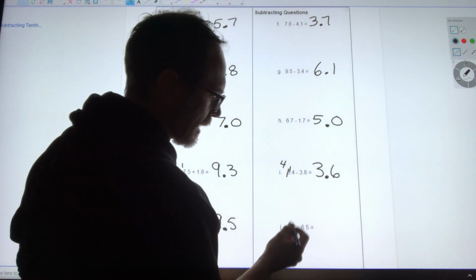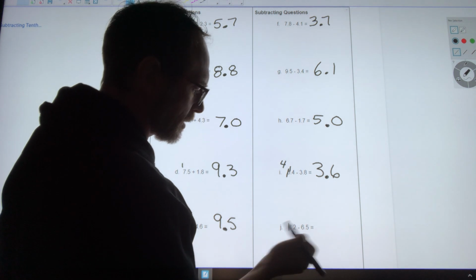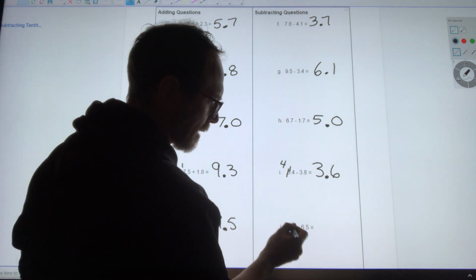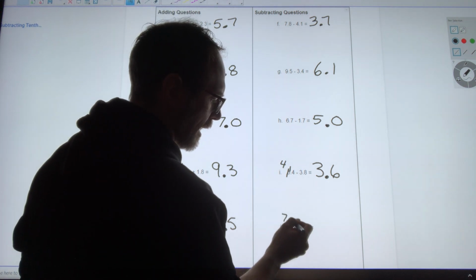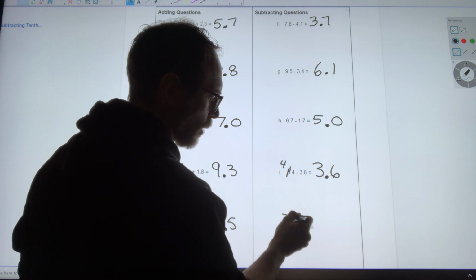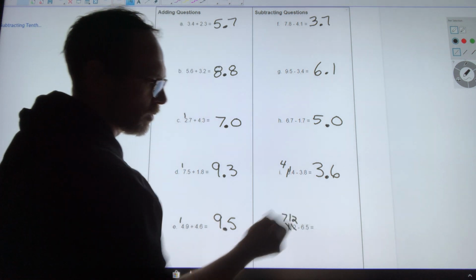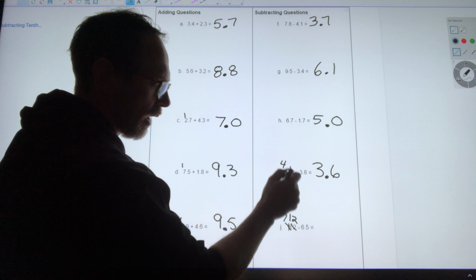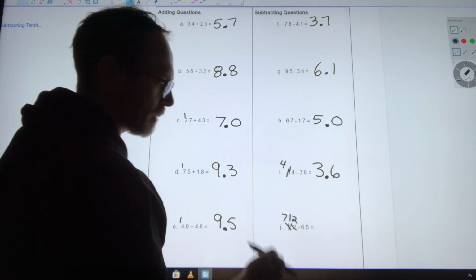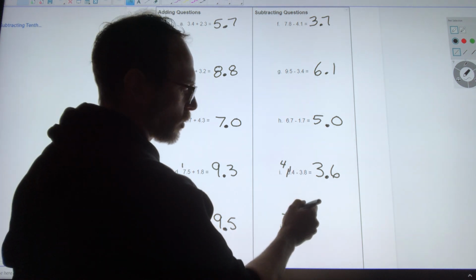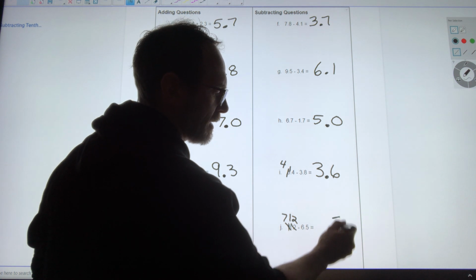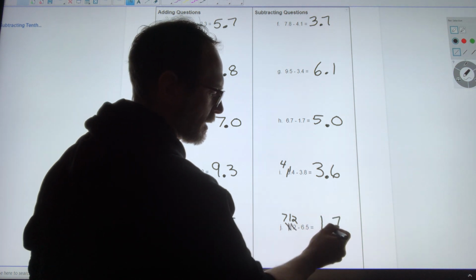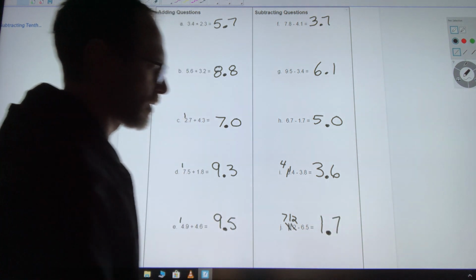And for my last one, 8.2 minus 6.5, I'm going to do the same thing. My 8, I'm going to make it a 7, and then my 2 is going to become 12, right? Took 1 from the ones place, moved it to the tenths place. Now I have 12 tenths. 12 minus 5 is 7. 7 minus 6 is 1, so my answer is 1.7, or 1 and 7 tenths.